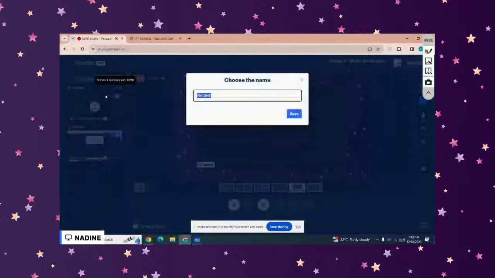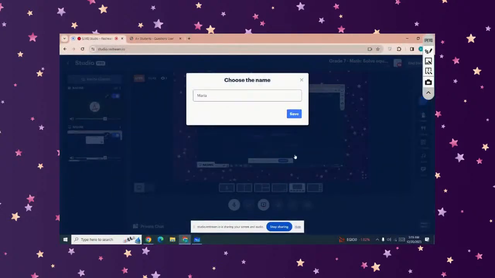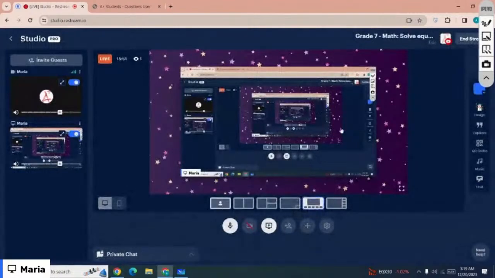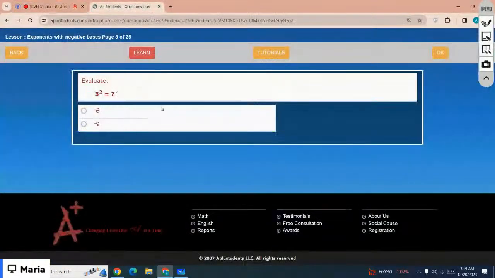So let me explain the same example again. Basically, you are given negative 3 squared. That is exactly the same example I just finished, right? So let's just do this one.